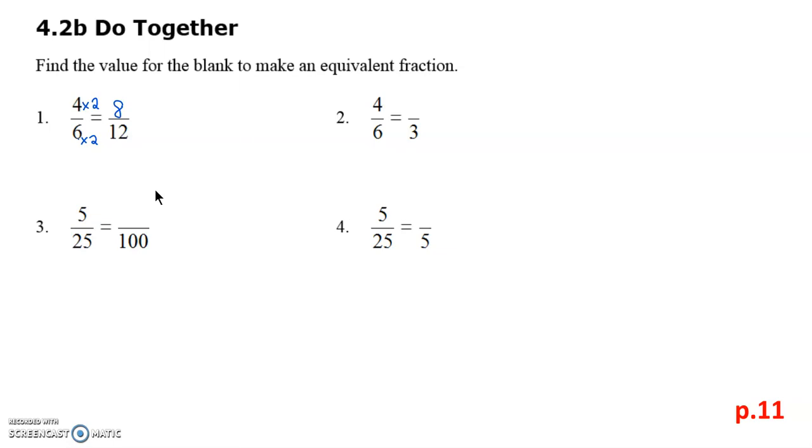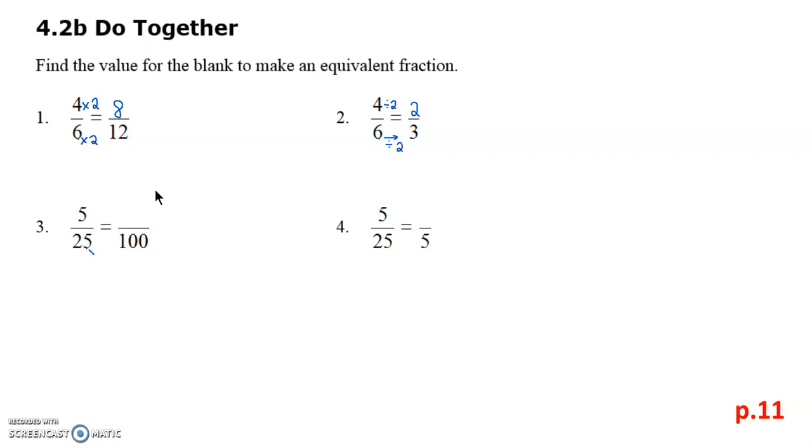For number 2, I have a 6 and a 3. Now I'm going down. So this time I'm going to be dividing. 6 divided by 2 gives me 3. So I'm going to do the same in the numerator. 4 divided by 2 is 2. So I'm lowering the terms. 4/6 down to 2/3. For number 3, I'm going from 25 to 100.